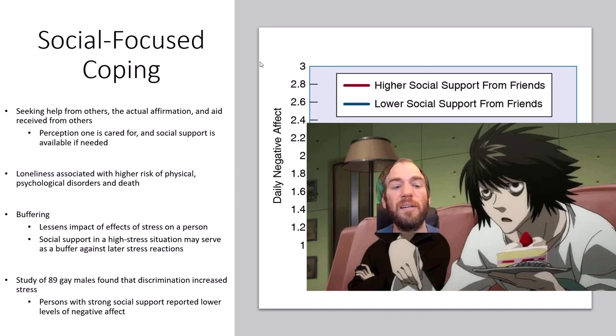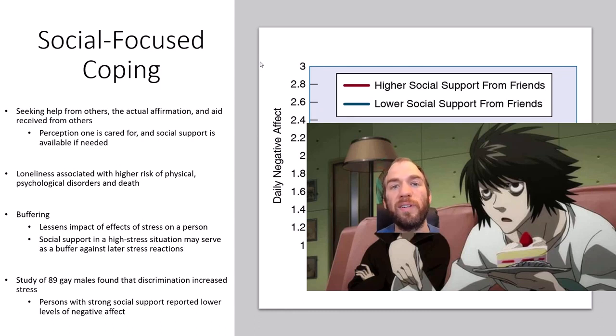Study of 89 gay males found that discrimination increased stress. However, persons with strong social support reported lower levels of negative affect. So here, kind of straightforward, you're seeking social support, you're receiving help, you're receiving affirmation, or the perception that someone cares about you and that help is available if needed. So even if you don't want help at this moment, there's the idea that if I ever need it, then I have someone that I can depend on.